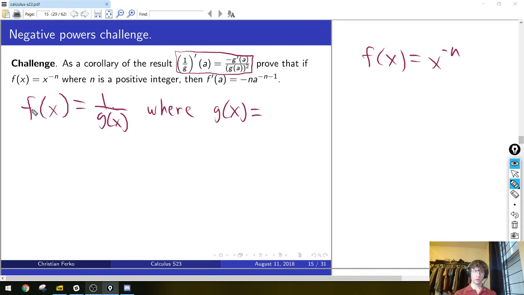We're writing f as the inverse of some function that we know how to differentiate, right? We're writing f as 1 over g, right? So if f is x to the minus n, which is the same as 1 over x to the positive n, then I think we can write f as 1 over g, where g of x is x to the power n, right? Do you remember the negative exponent rule, that x to the minus n is 1 over x to the n?